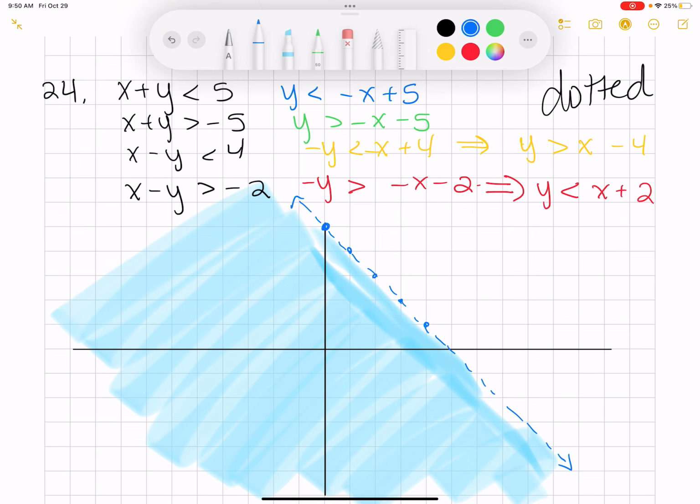Alright, next one. Negative 5 is the intercept. And I've got a negative slope again. Remember, still dotted. And which direction does this one shade? Above.